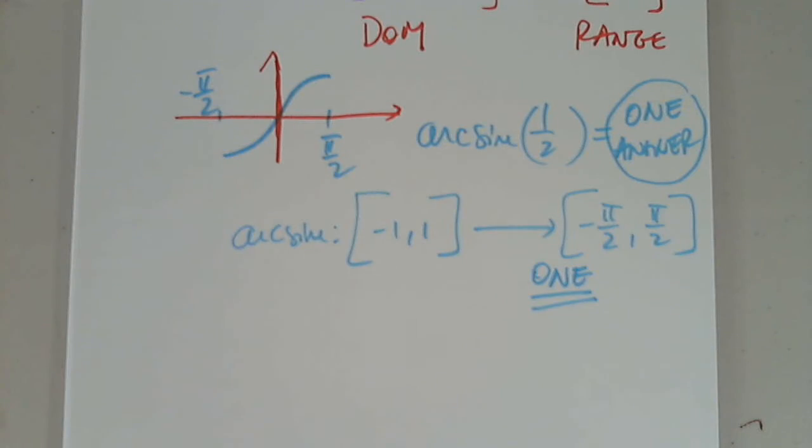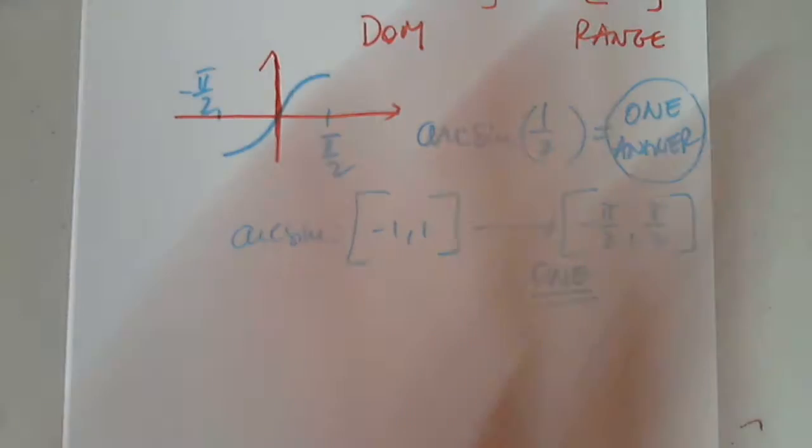Okay. So that is carved in stone, and it's carved in stone for cosine, for tangent, for secant, cosecant. These are carved in stone.